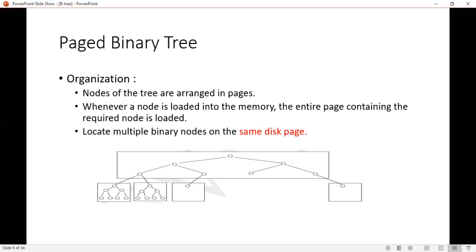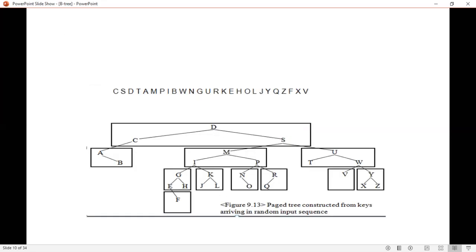Okay, pages are organized as completely balanced binary trees. So the worst case here is log base k plus 1 of n plus 1, where n is the number of keys and k is the number of keys held in each page. Okay, here is an example of a paged tree constructed from keys arriving in random input sequence. Here k is 3, that is, each page can have 3 nodes.